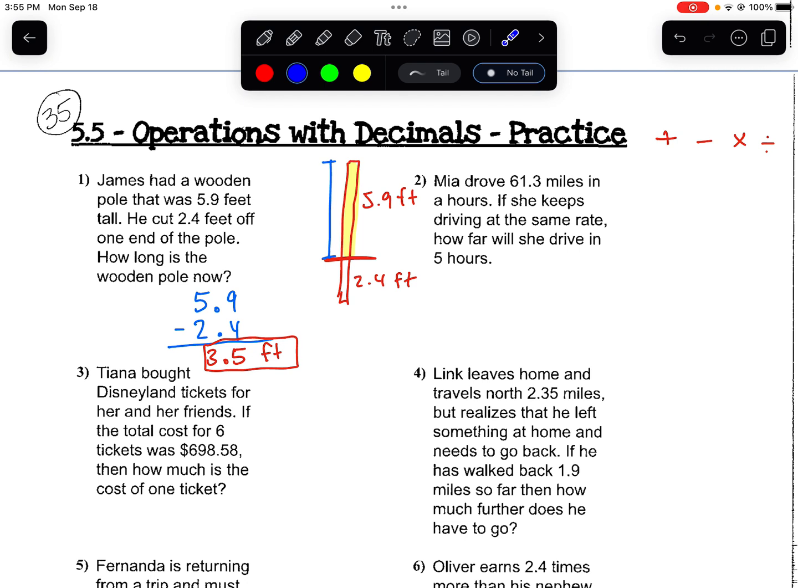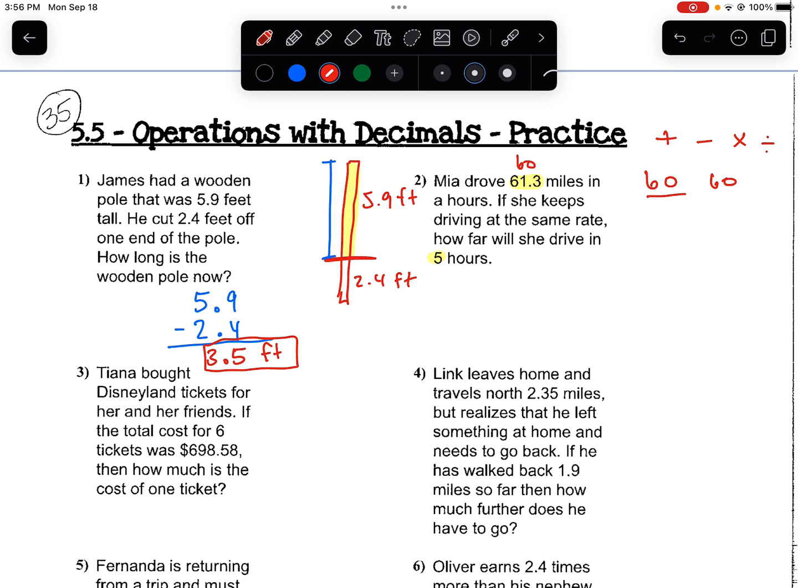Well, let's think about this. One of the strategies I like to use when I'm trying to figure out what operation to use is called easy numbers. So let's just think of easier numbers. Let's imagine she's driving 60 miles an hour. If she keeps driving at the same rate, how far will she drive in 5 hours? Well, she goes 60 miles in 1 hour.